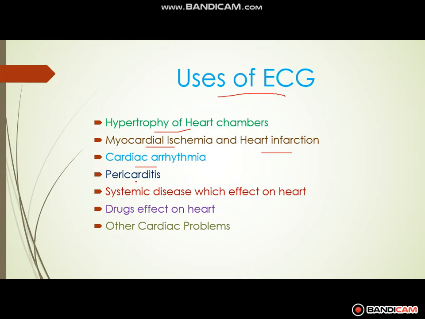We can diagnose these things with ECG, and also we can use it in pericarditis. When a patient comes with pericarditis, we do our physical examination and other examinations, and then we give some laboratory tests. One of the diagnostic methods is ECG. We can use it to know whether he or she has pericarditis or not. Also, systemic diseases which affect the heart we can easily diagnose by the ECG of the patient. So ECG is very important. Also drug effects on the heart.